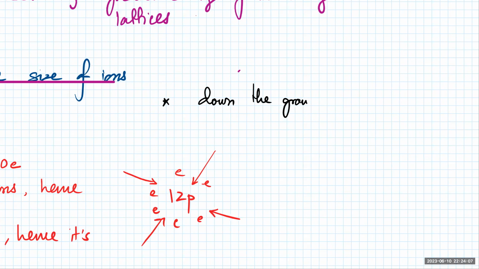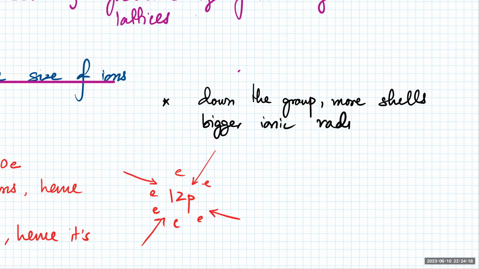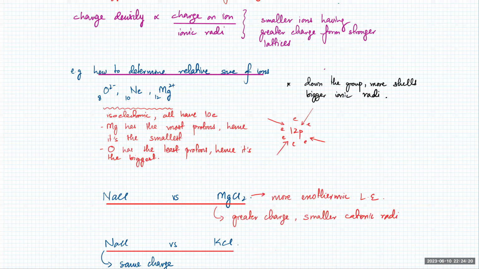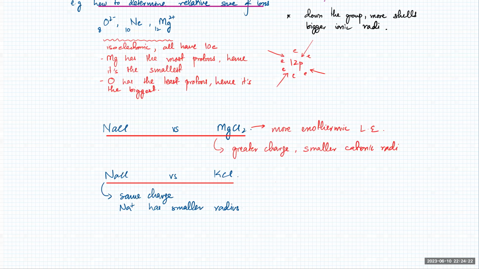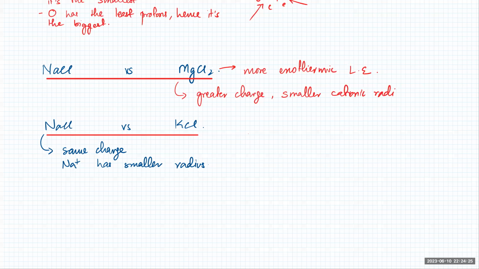So down the group, you get more shells, so you get bigger ionic radii, and so Na has the smaller radius, so greater, or you can say more exothermic lattice energy. Is this clear?